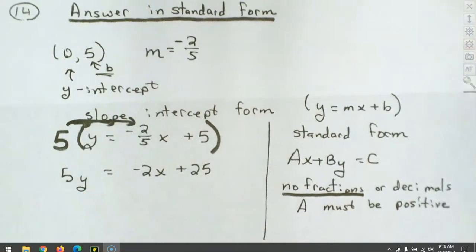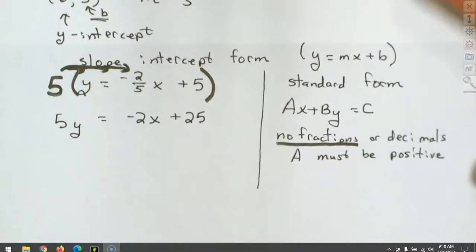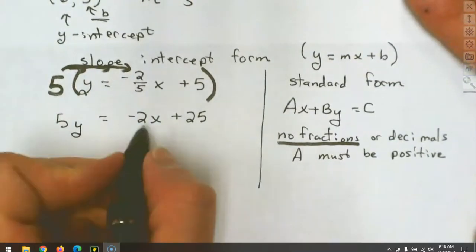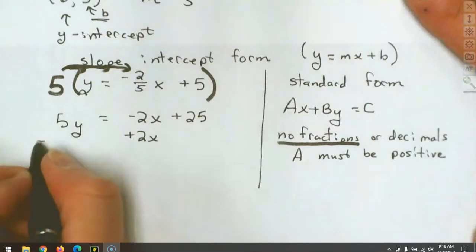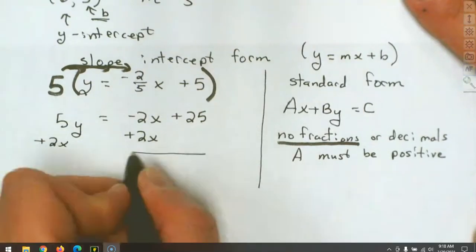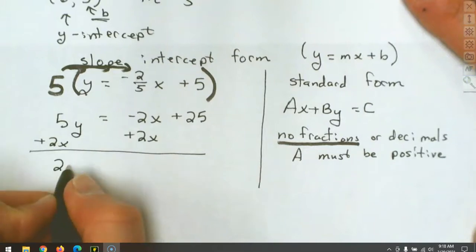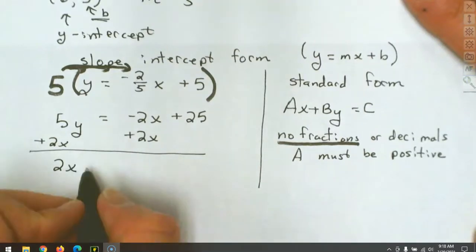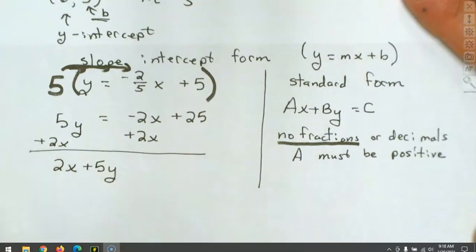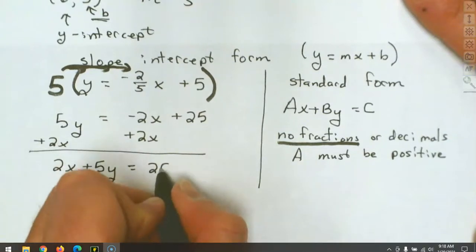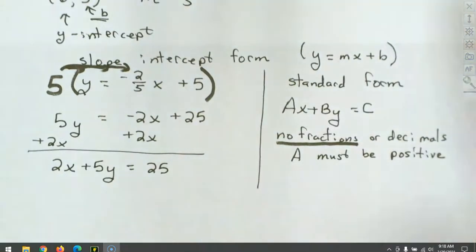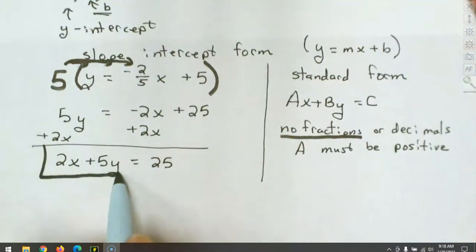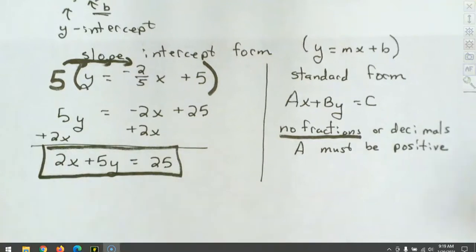Now what can we do? Well, it's not quite in standard form. To get this in standard form, we're going to add that 2x over, and now we've got it. So now we have in standard form 2x plus 5y equals 25. And that is in standard form. And how do I know it's in standard form? Well, it starts off positive with that positive 2. And no fractions and no decimals. x and y are both on the left-hand side.